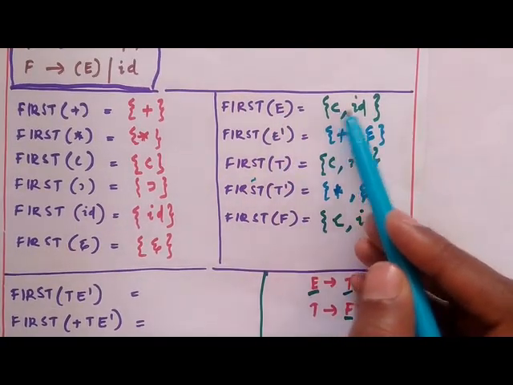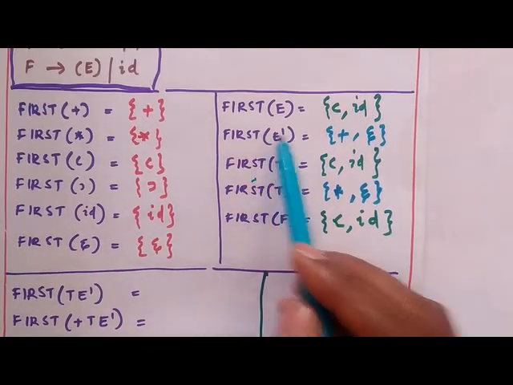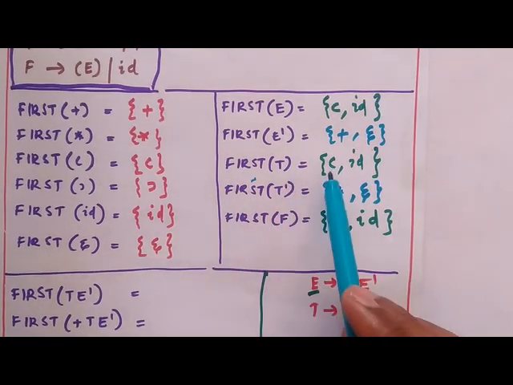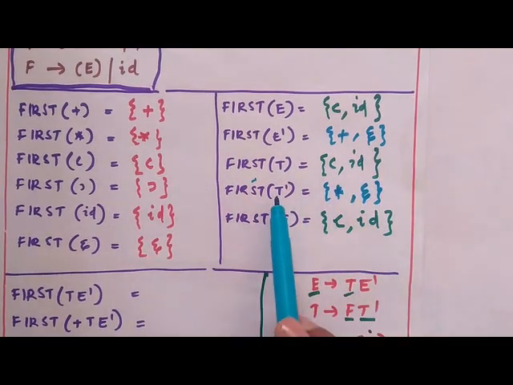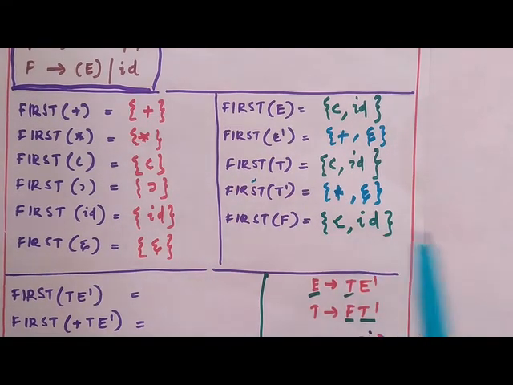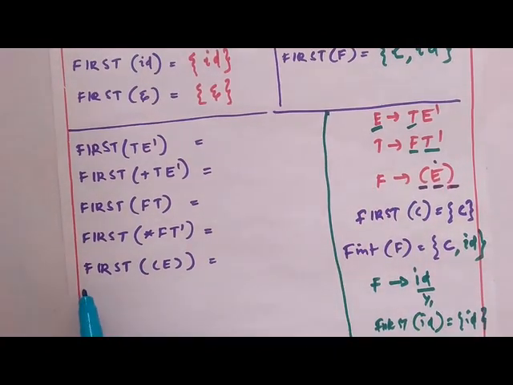First of E is left bracket and id, first of E dash is a set containing plus and epsilon, first of T is left bracket and id, first of T dash is a set containing star and epsilon, first of F is left bracket and id. Okay, that is over.